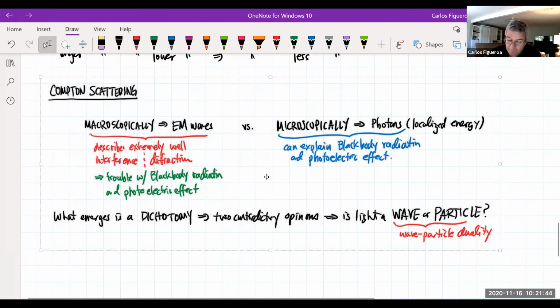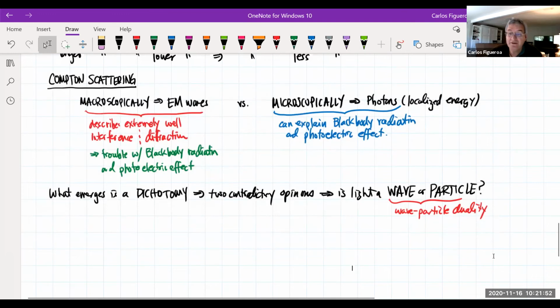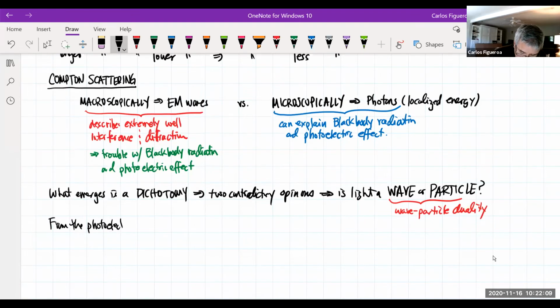So what I want to do here is the following. Clearly the photoelectric effect states that the photon is a particle-like thing. So from the photoelectric effect, this clearly says that it must be a localized energy packet.